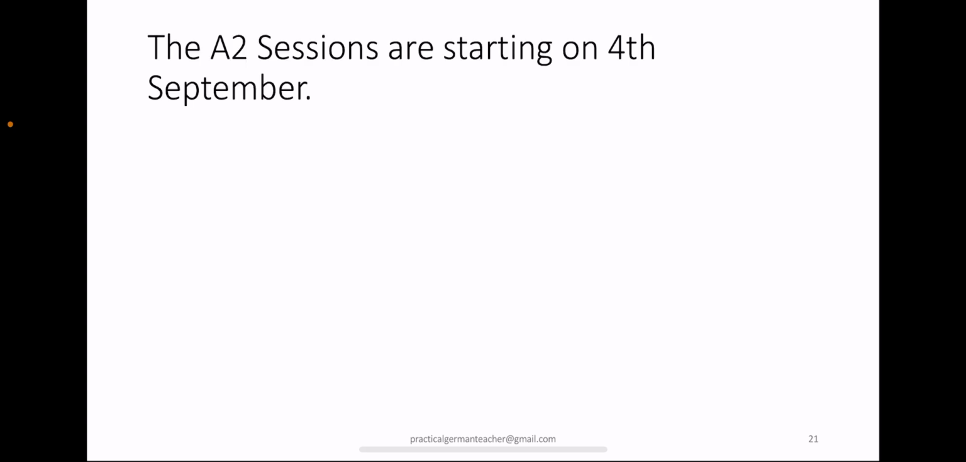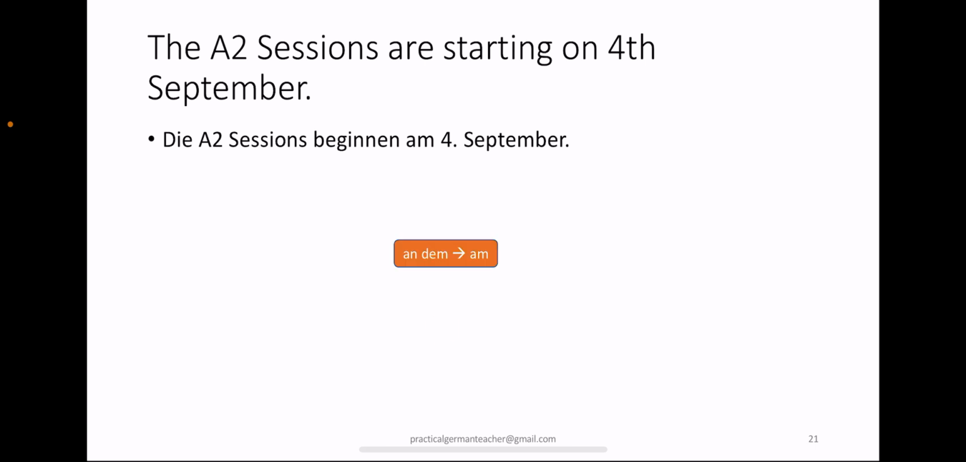Next sentence, the A2 sessions are starting on 4th September. How do you say this? It's quite easy. You start with the subject, die A2 sessions. The correct verb in this context is beginnen, and then the preposition is am. It's actually an dem, 4. September. Okay? And sorry, it's vierten. Yeah, it's vierten because it is dative. I don't think I have covered this. Maybe this is good. I'll remember this and cover this in the upcoming sessions of A2, or maybe of A1. Why it's vierten and not vierter.